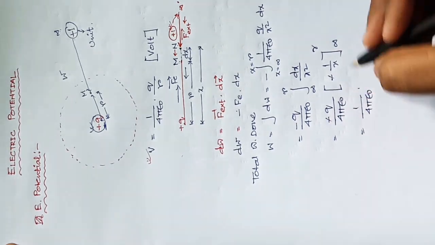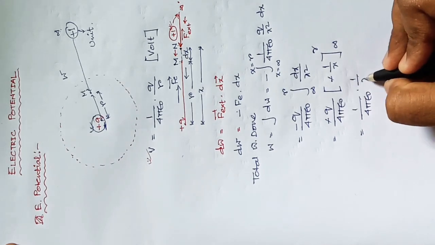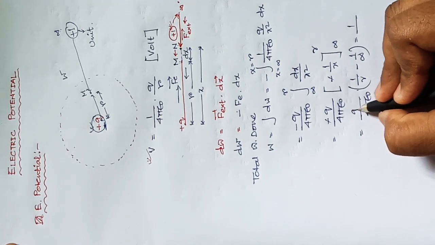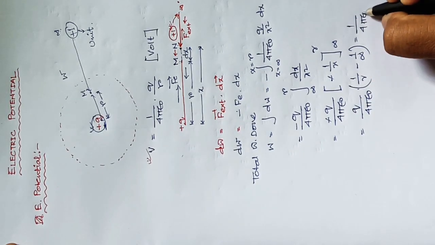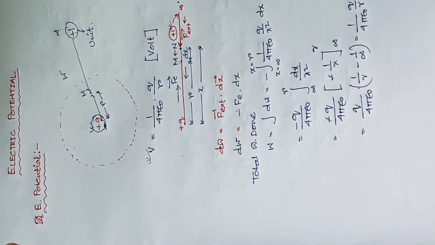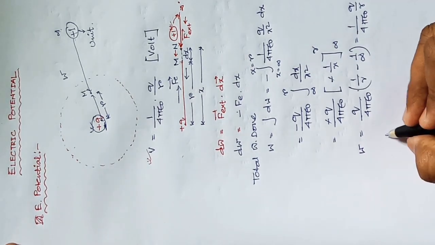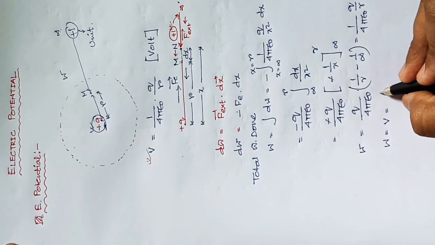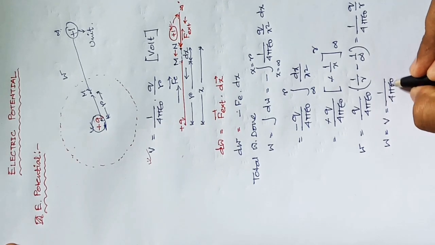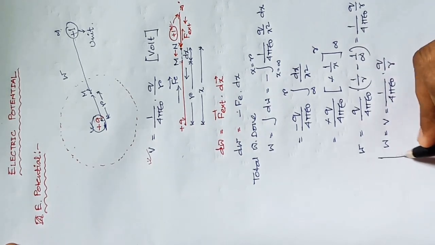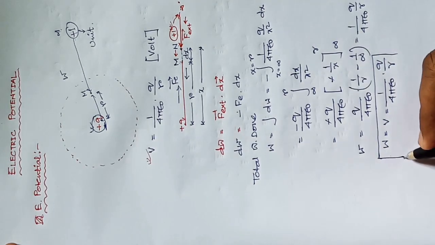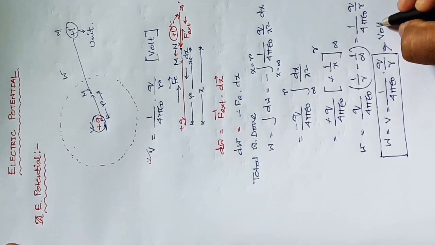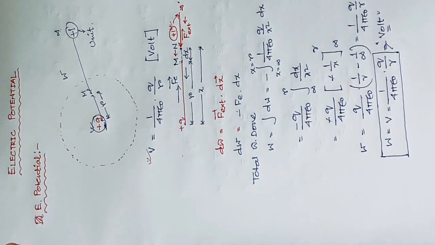minus minus cancel हो जाएगा, plus हो जाएगा. So obviously we will have 1 by r minus 1 by infinity. So 1 by 4 pi epsilon 0 q by r. So this is the work done. So this work done is stored as the electric potential within the system. So the expression of the electric potential will be 1 by 4 pi epsilon 0 q by r. This is the expression of the electric potential due to a point charge, and its unit is volt. Students, you have to remember its unit is volt.